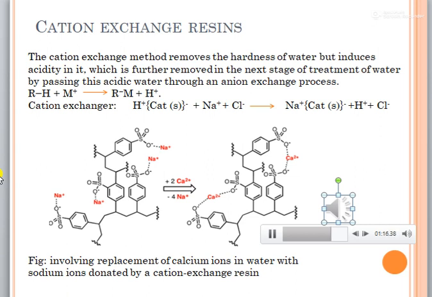As in this equation, the cation exchanger, in which the resin itself has a negative charge, exchanges positively charged ions such as protons with the sodium chloride solution. Sodium ions are replaced by the proton ion, and the negatively charged resin replaces the positively charged ions. These resins are known as cation exchange resins.